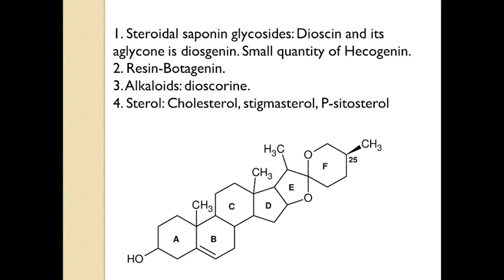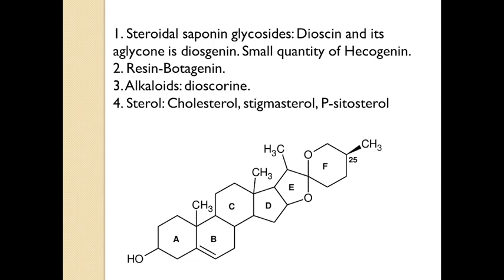Today's topic is Dioscorea, and today we are going to discuss the chemical constituents of Dioscorea. It contains the steroidal saponin glycoside dioscin, and its aglycone is diosgenin. A small quantity of hecogenin is also present in the drug. Resin, it contains a resin, that is botogenin, which is present in the drug.